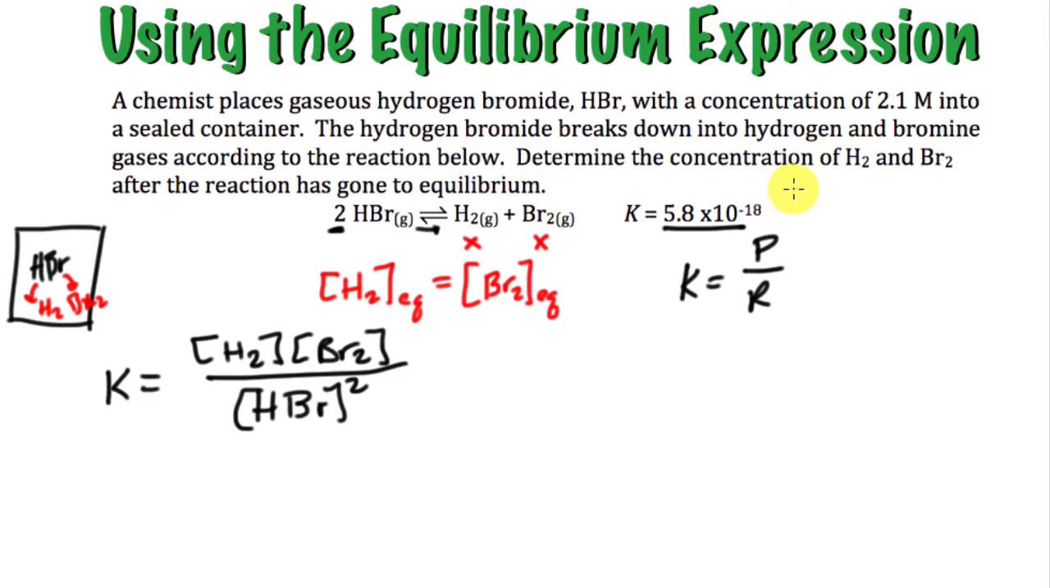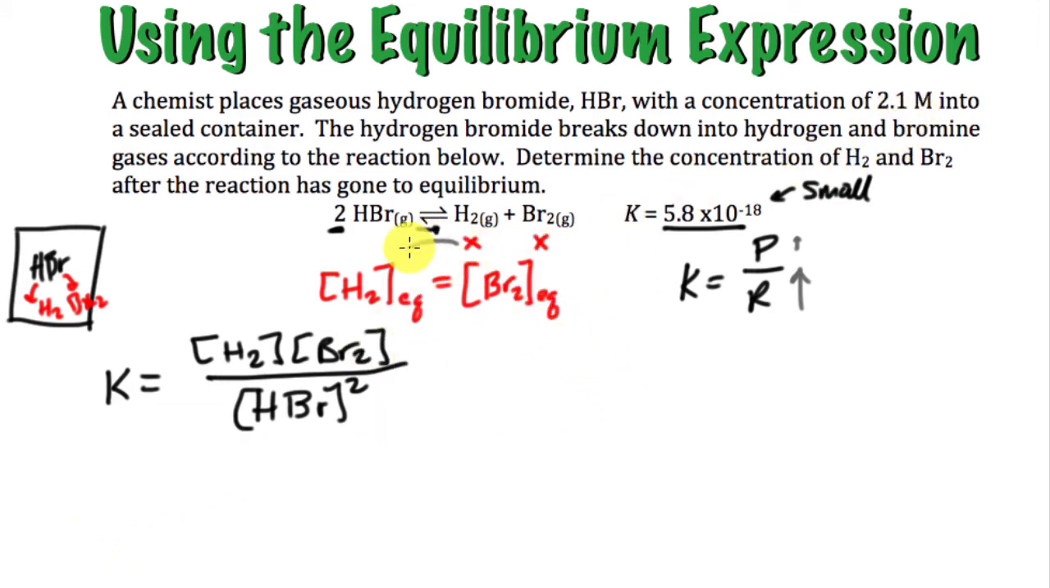How do I know that? Because K is really small. Since K is a small value, that means I'm going to have a lot of my reactants and a very, very little bit of the products. So the concentration of the hydrogen bromide is going to be essentially the same. It will not change in this reaction. My concentration of HBr is going to stay the same.